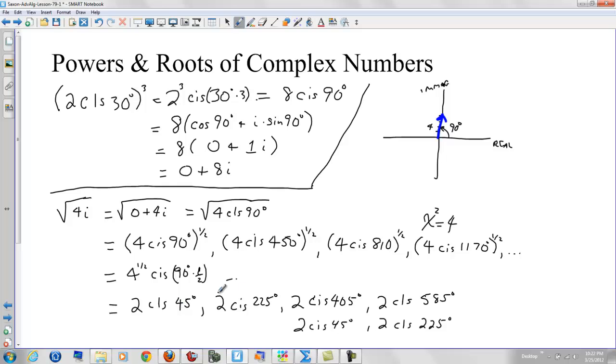So you can see that I got the same answer twice by doing that. And if I kept going with these infinitely many other representations of that vector, I would continue to get these two answers, 2 cis 45 and 2 cis 225, infinitely. So it turns out that 2 cis 45 degrees and 2 cis 225 are the only 2 unique square roots of 4i.